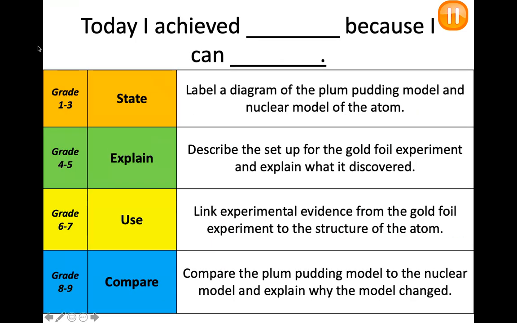And then finally is your "Today I Achieved" sentence. Today I achieved state, explain, use or compare, because I can, and then you summarise or write down what's in the boxes next to the part that you have achieved. Press pause to complete your sentence.